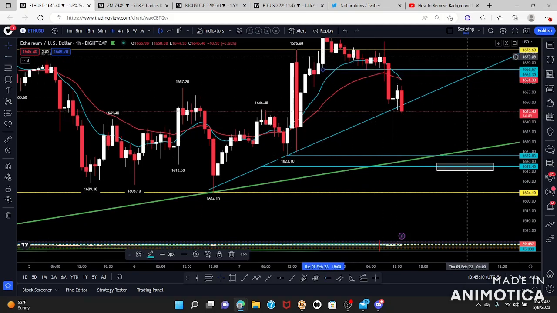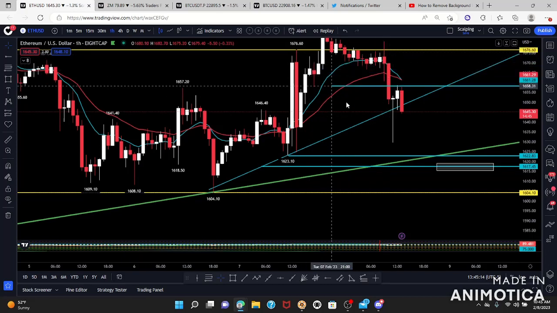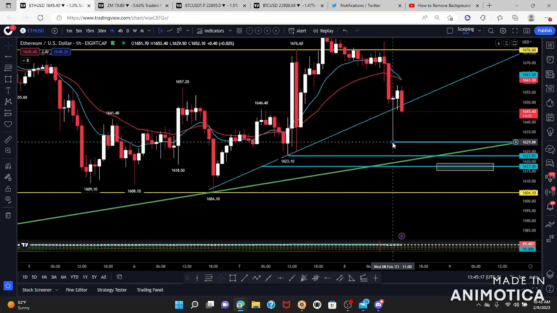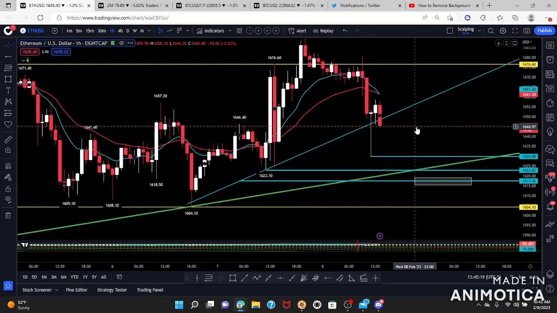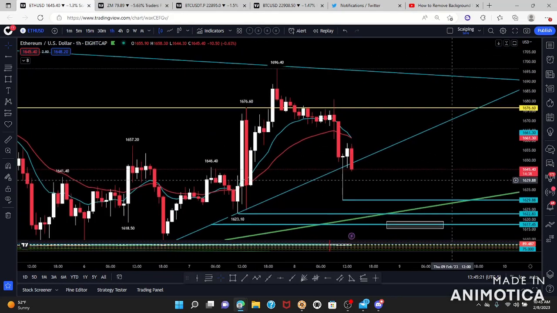You can see this was a big support here because all the candles are resting here. But our next support would be this new candle that just printed. Okay.